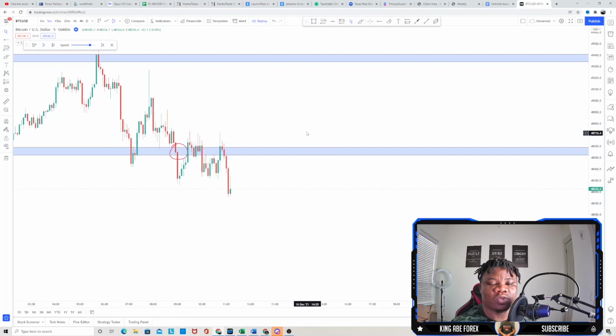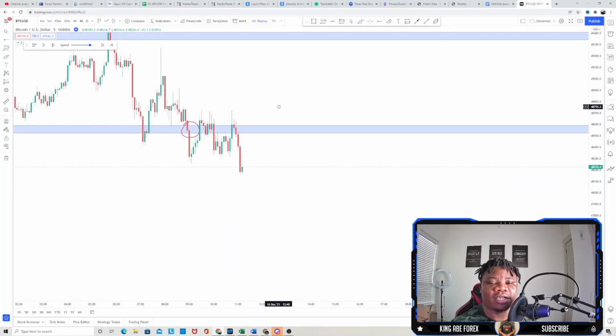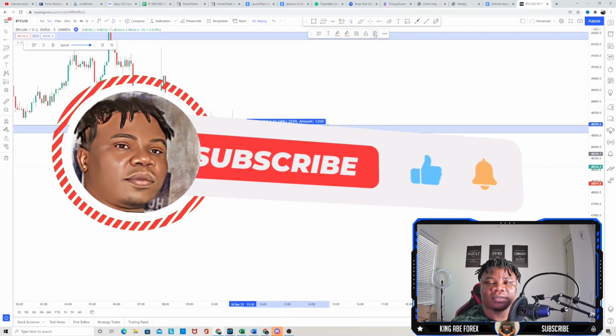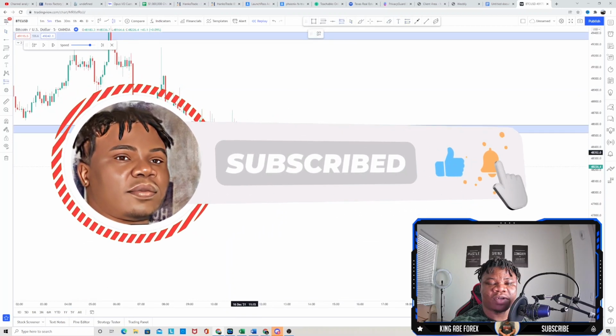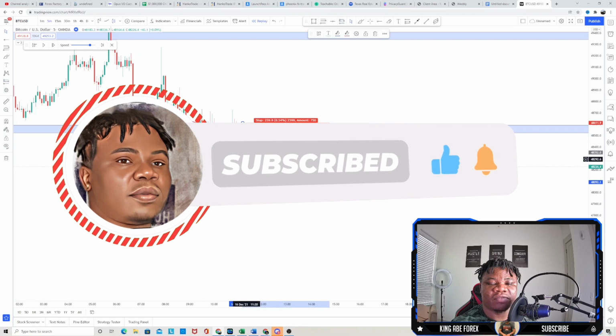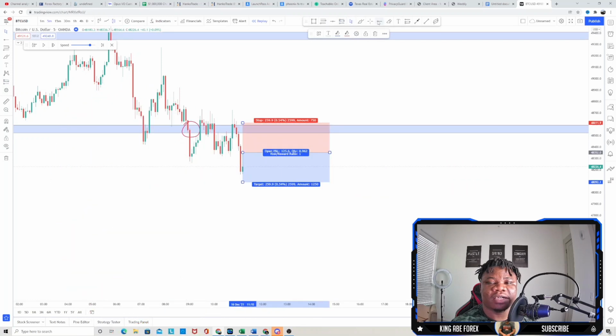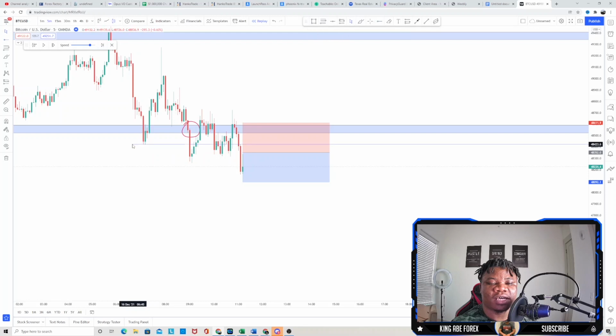So now we have our entry right over here, because we have a bearish engulfing candle, and the bearish engulfing candle broke this low over here to the left hand side. Now we'll have our entry right over here.